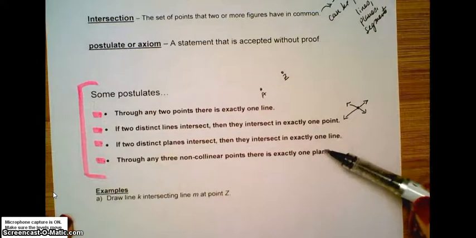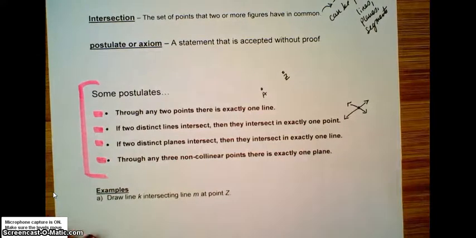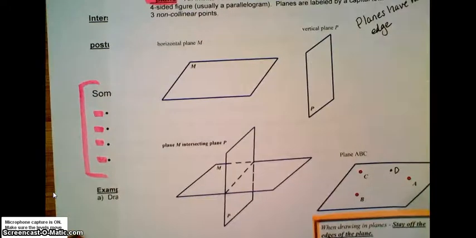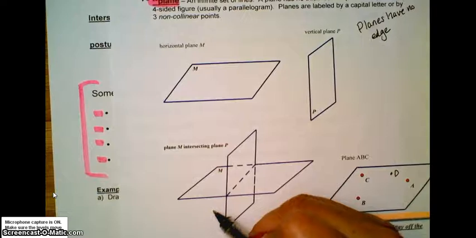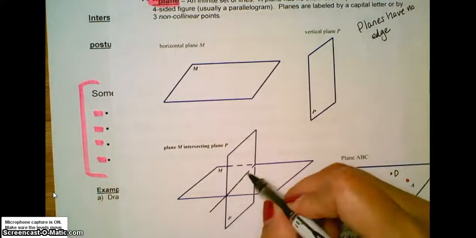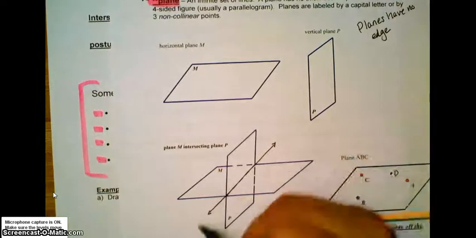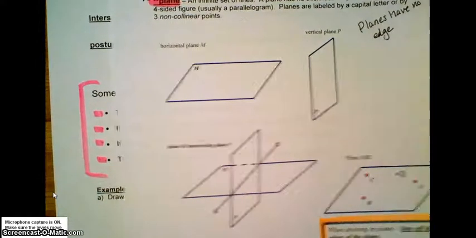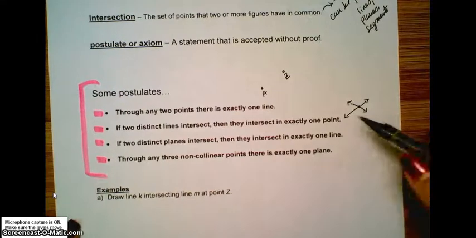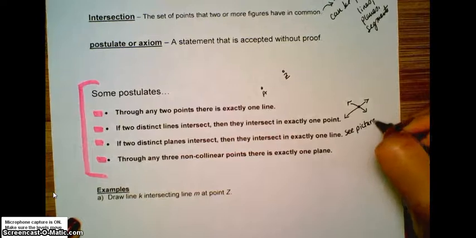The third one, if 2 distinct planes intersect, they intersect in exactly 1 line. If you go back to the picture on page 2, you will see here are two planes crossing. The intersection would be right here. It would continue forever because these planes would continue forever, and your intersection would be all the points on that line. Okay, back to page 3. And then the last one, let's put here see picture on page 2.